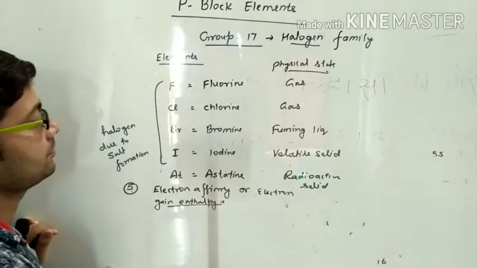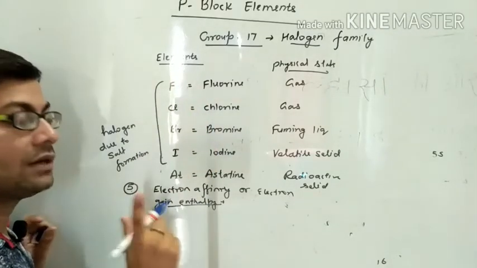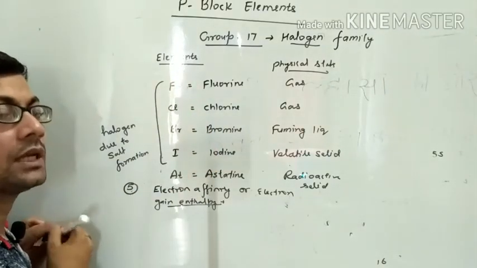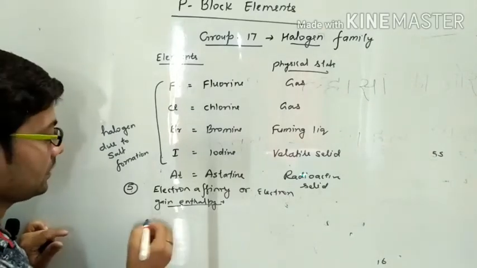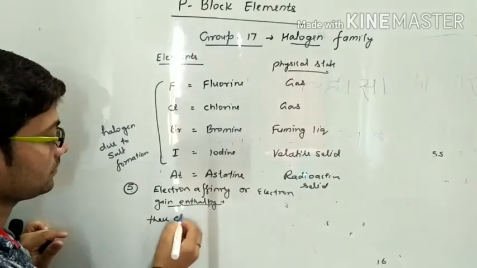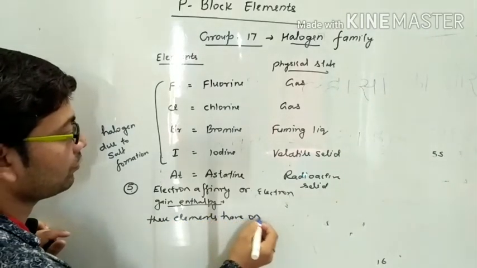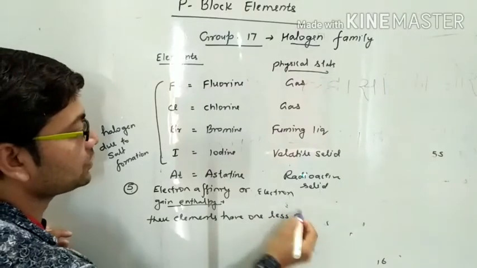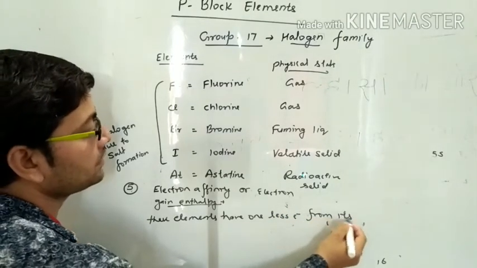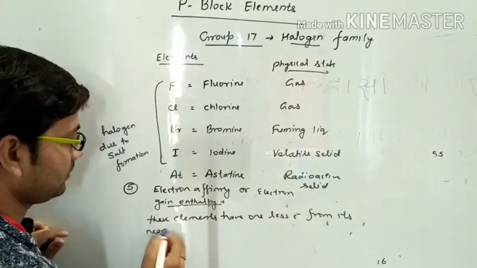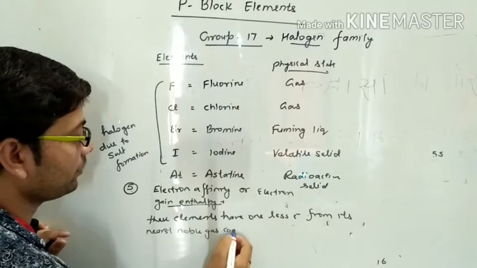As you know, these elements have one less electron from the stable noble gas configuration. These elements have one less electron from their nearest noble gas configuration.